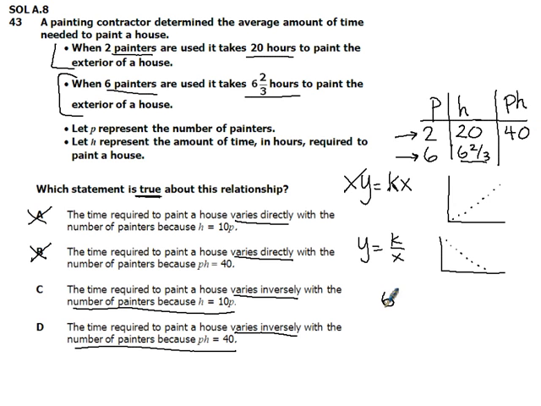I'll do that down here. 6 over 1 times, and we'll turn 6 2/3 into 20 over 3. And when I multiply those two together, I get 40. Looks like that is my correct answer. P times H does equal 40.